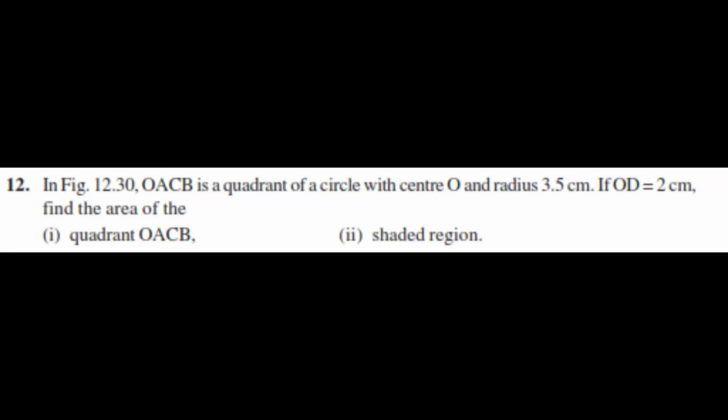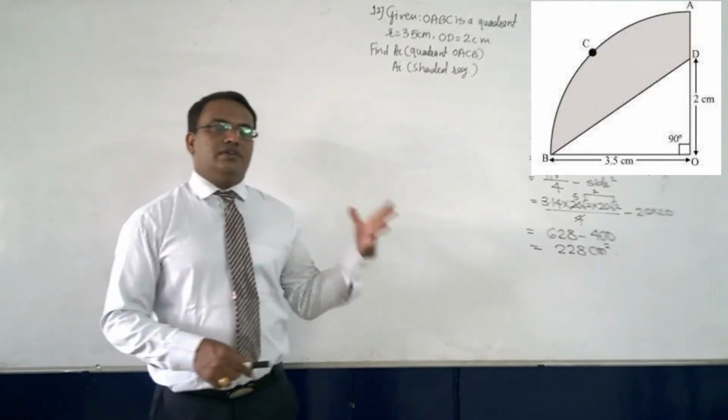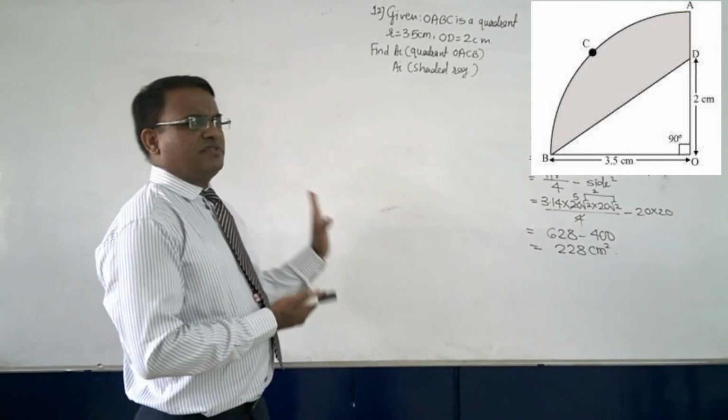In figure 12.30, OACB is a quadrant of a circle with center O and radius 3.5 centimeter. If OD is equal to 2 centimeter, find the area of number 1, the quadrant OACB, and number 2, the area of the shaded region. So let's observe the diagram first. After observing the diagram, it is a very easy sum.